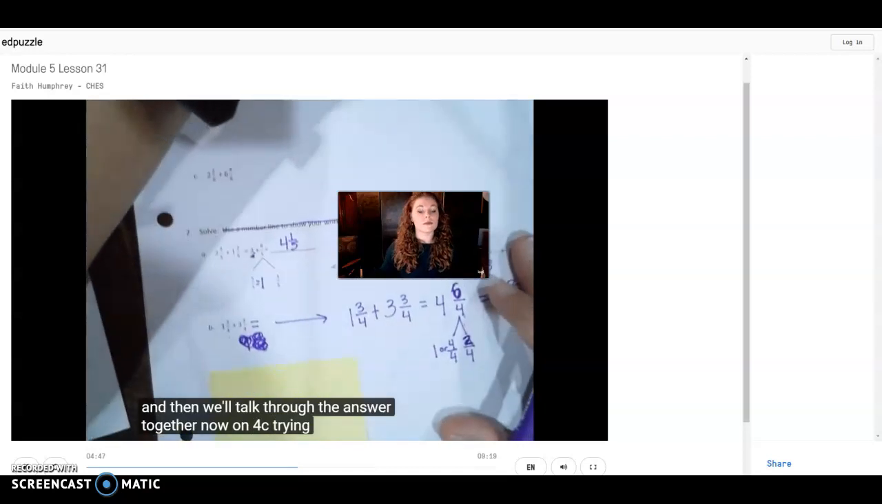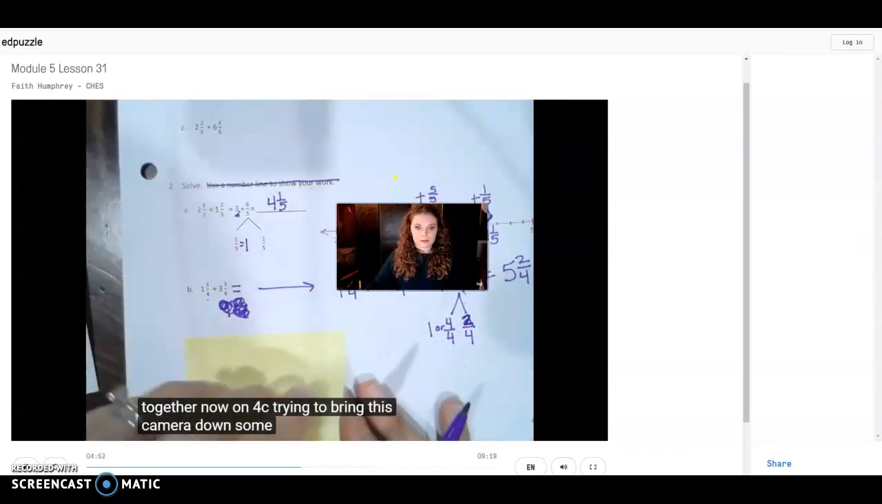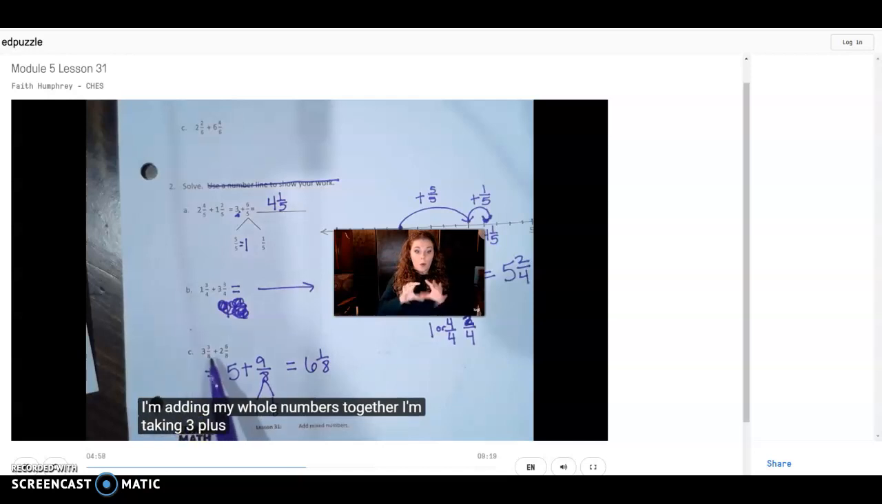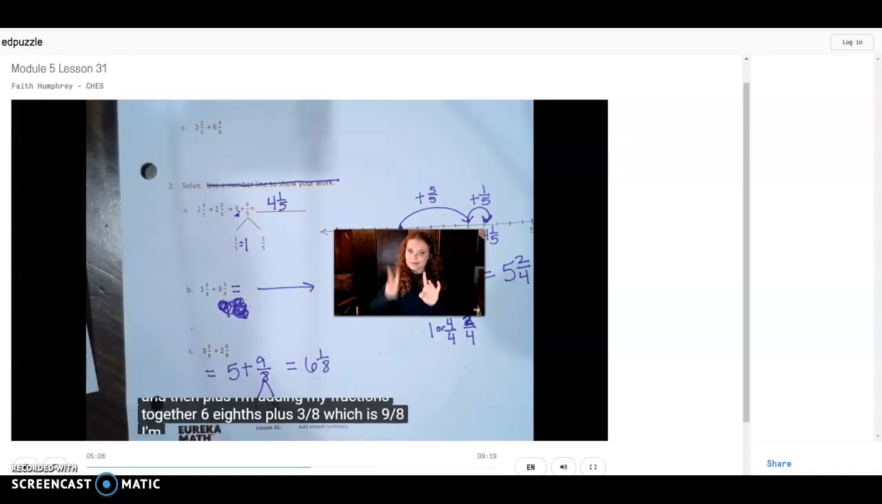Now on 4C, I'm trying to bring this camera down some. On 4C, I'm adding my whole numbers together. I'm taking 3 plus 2, which gives me that 5. And then I'm adding my fractions together, 6/8 plus 3/8, which is 9/8.